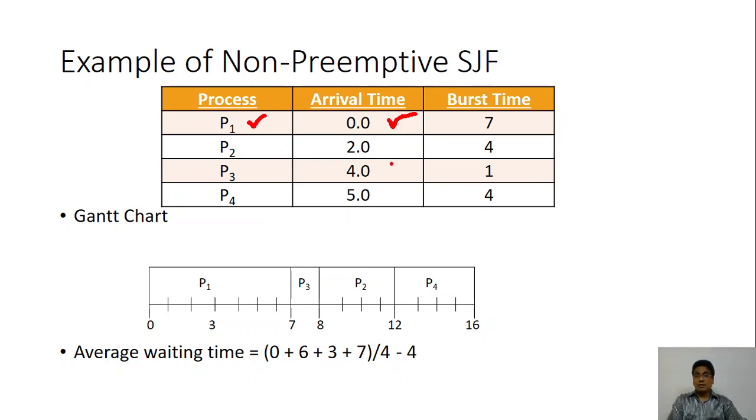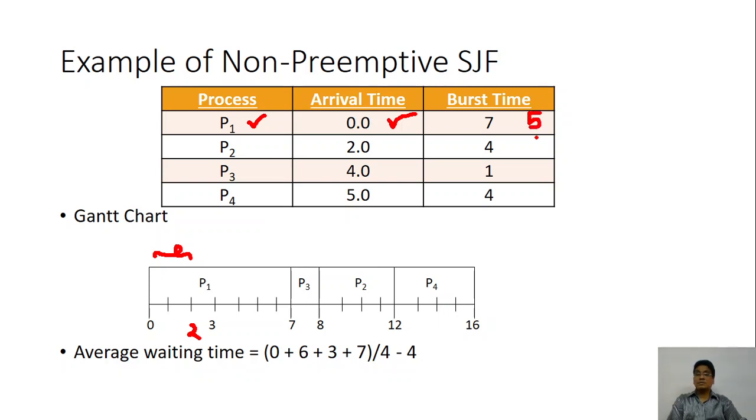But after 2 milliseconds, P2 will come. Remember, look at P1, it has a burst of 7 milliseconds, out of which it has used 2 milliseconds. So totally 7 was there, out of which it has consumed 2 milliseconds. So what is remaining? Remaining is 5 milliseconds.